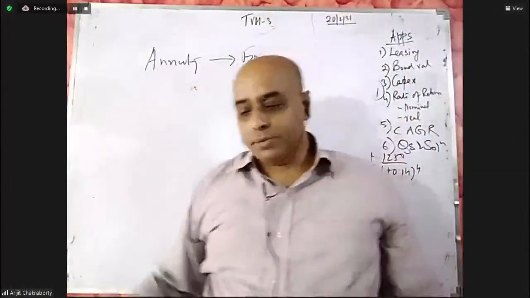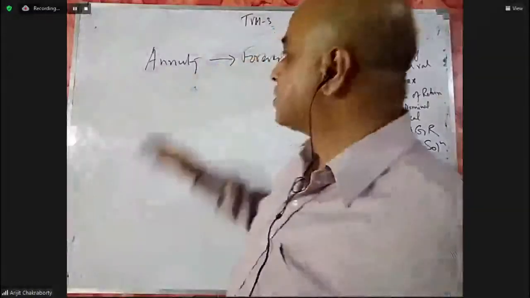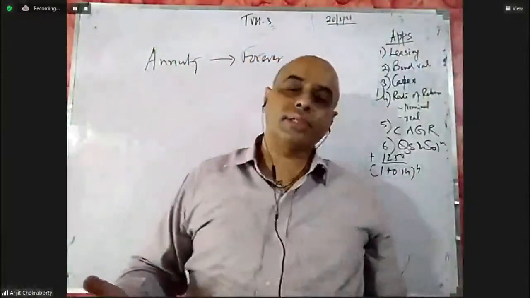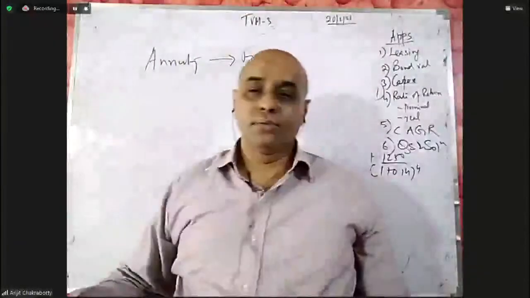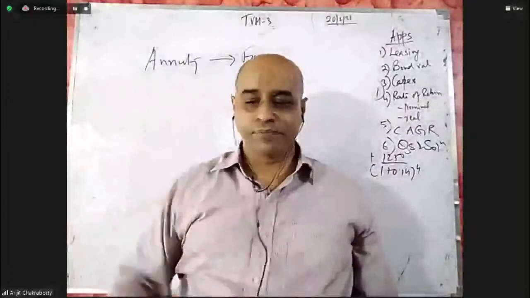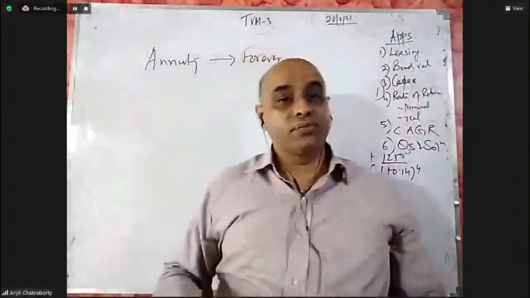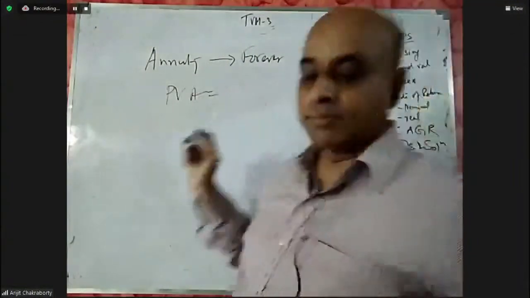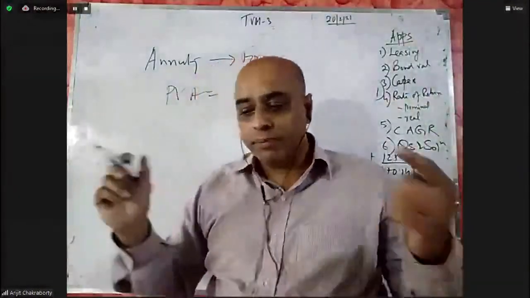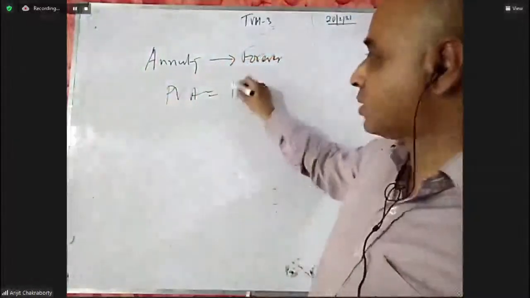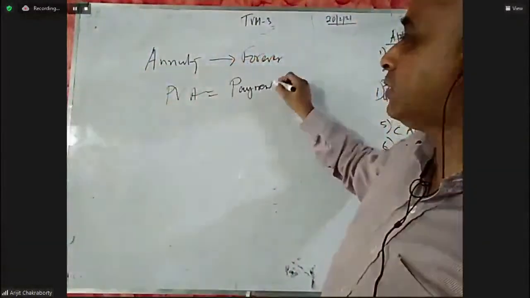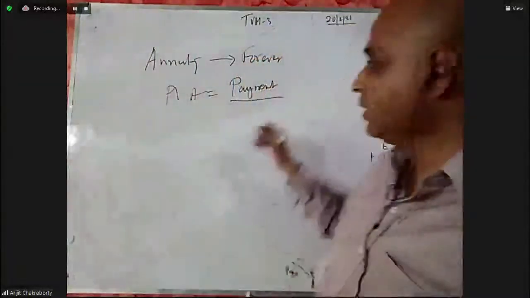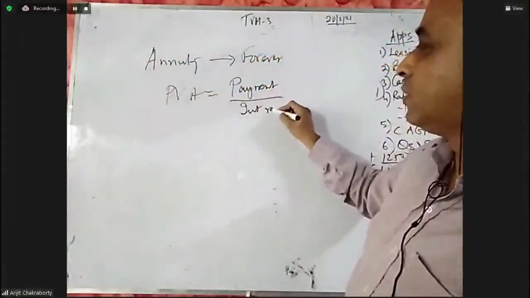So the present value of the annuity. Say for example, every year you are getting 100 rupees as interest from a lifetime bond, which goes on paying you 100, 100, 100. So the present value of that bond is a calculation. Present value will be very simple. It will be equal to the payment which you get in every period, divided by the interest rate.